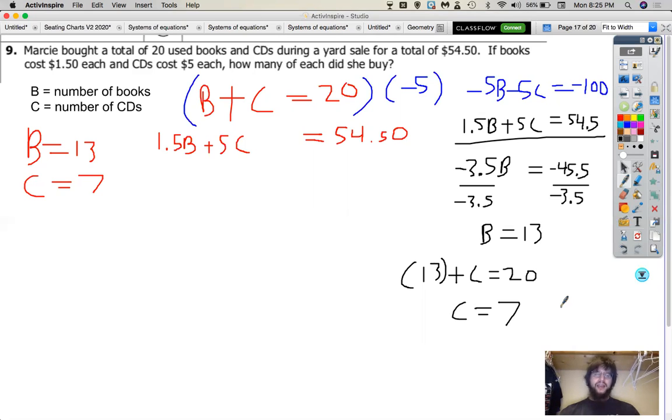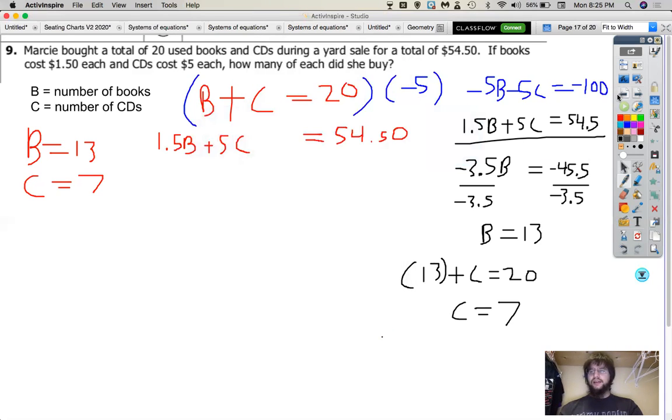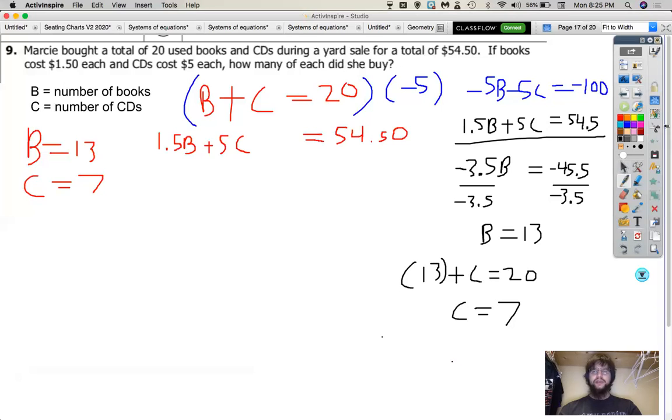Now, if you don't have the Casio FX115 ES Plus, you could still use matrices on like a TI-84 and do reduced row echelon form. Sure, you could watch a YouTube video on that. But yeah, I'm going to only use the Casio FX115 ES Plus. It's got all kinds of stuff built in. It's awesome.